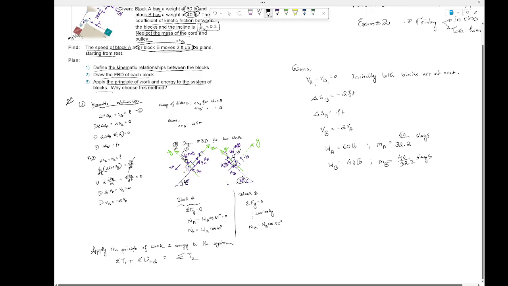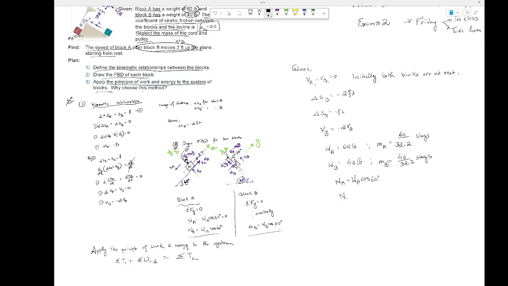Okay, and this NA and NB value, you can also write it here, the same thing. So NA should be WA cos 60 and NB should be WB cos 30.